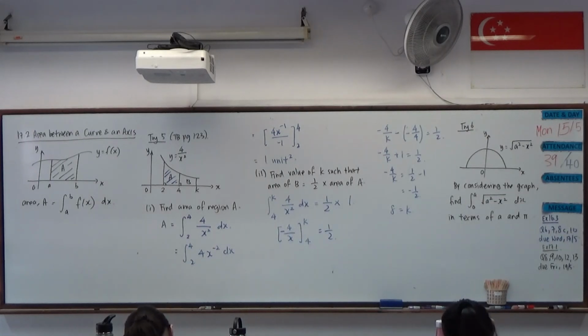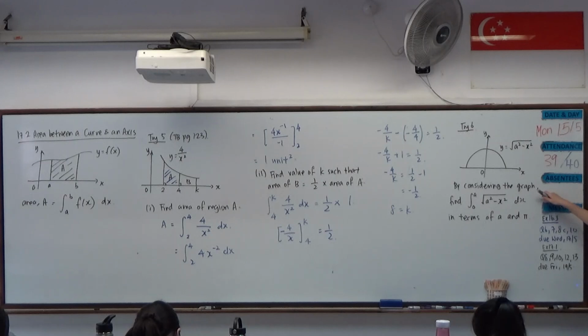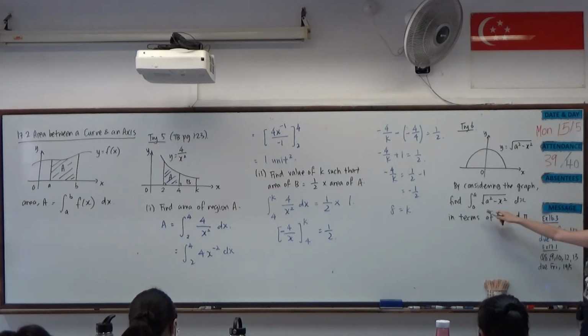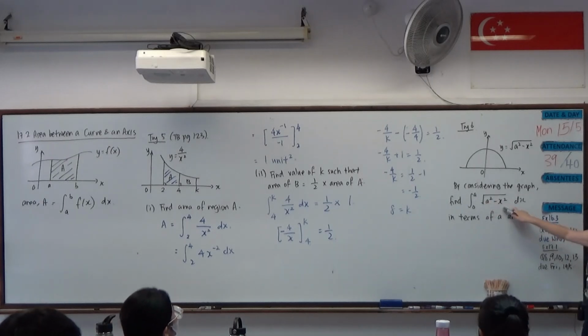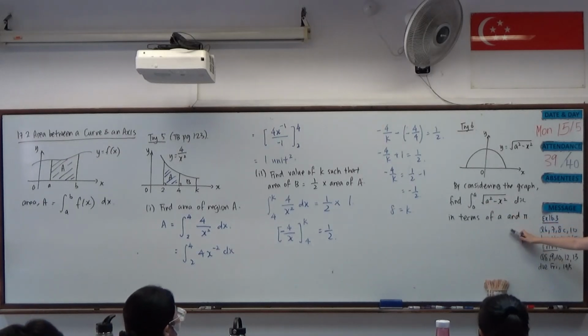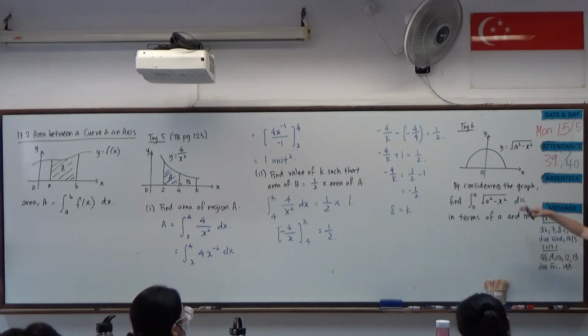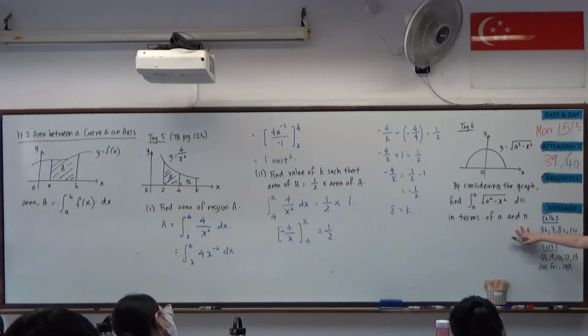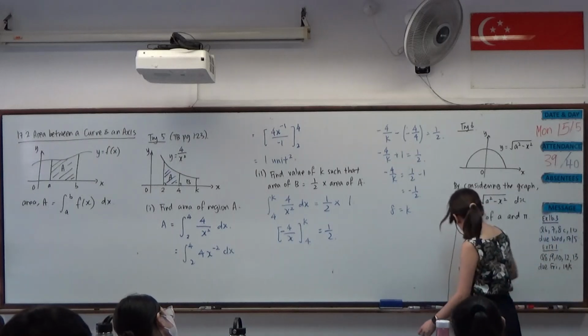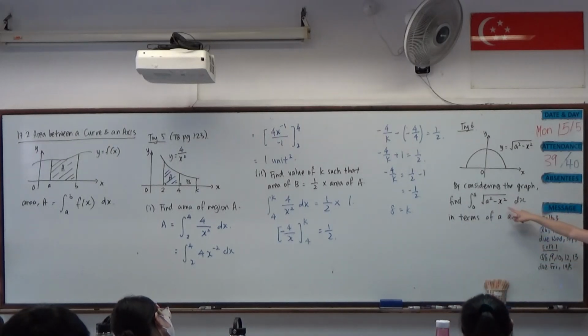Given this function y equals square root of a squared minus x squared, they have given you a diagram. They ask you to consider the graph and find out what is the integral from 0 to a of this particular function in terms of a and pi. Before you get yourself too enthusiastic and try to solve this question, we need to observe that we actually do not have the abilities to integrate this function.